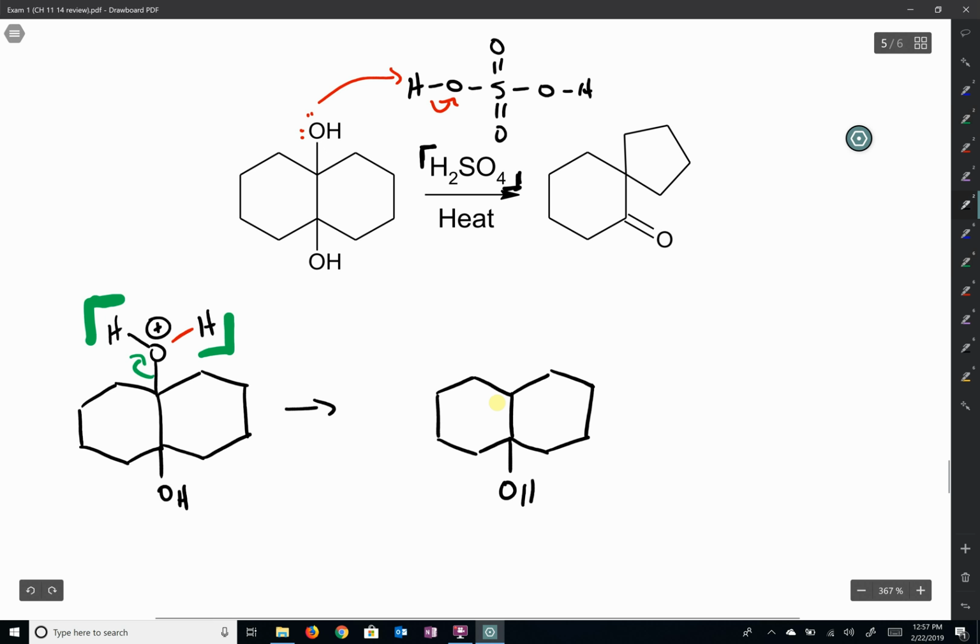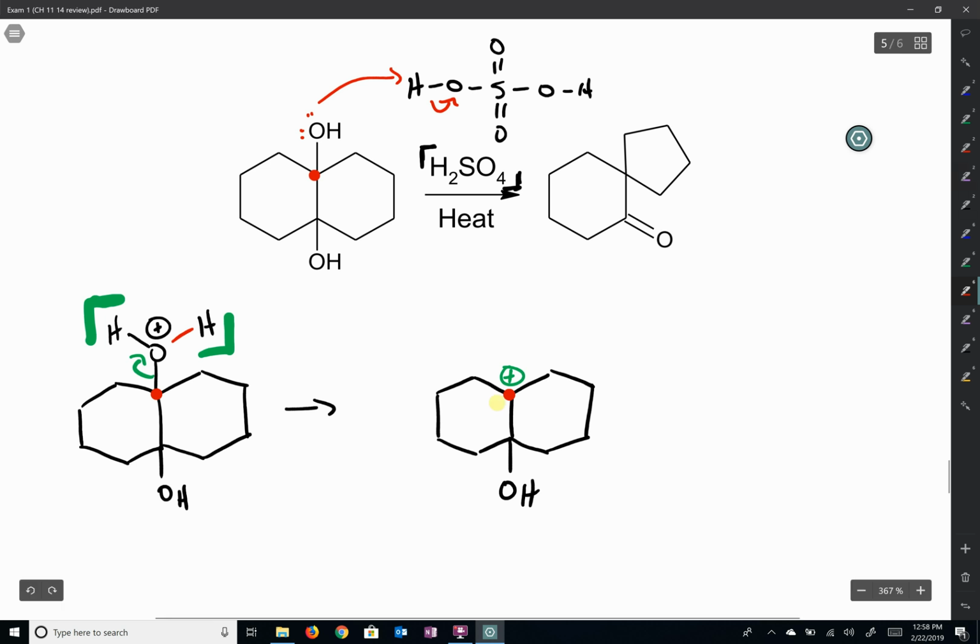Right, there's that. And so what did we leave behind? Well, if a leaving group leaves, we're going to leave behind a positive charge, a carbocation. Let me mark this in red. That carbon there in red is a tertiary carbon, not a bad place to leave behind a positive charge.